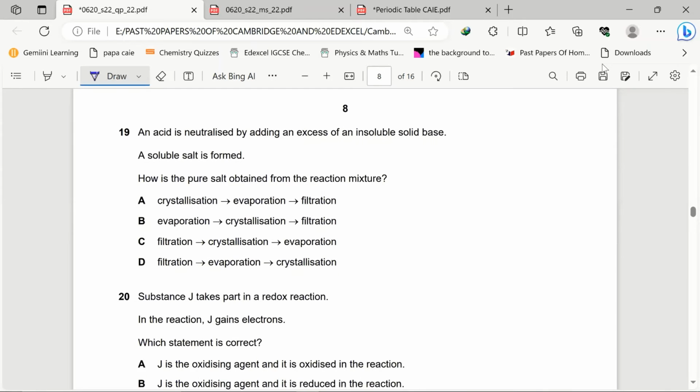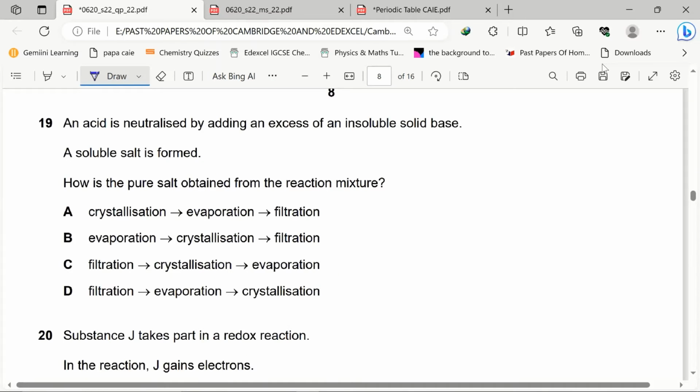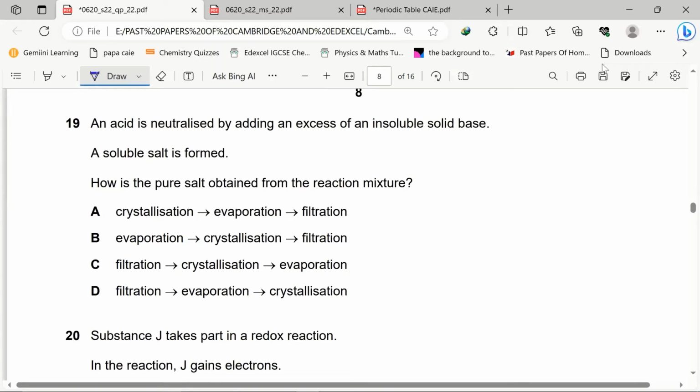Number 19, an acid is neutralized by adding an excess of an insoluble solid base. A soluble salt is formed. How is the pure salt obtained from the reaction mixture? Acid and insoluble solid base, a soluble salt is formed. How is the pure salt obtained from the reaction mixture?